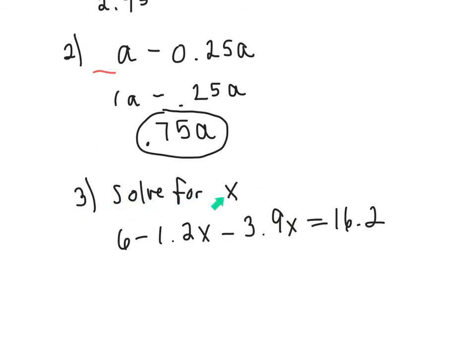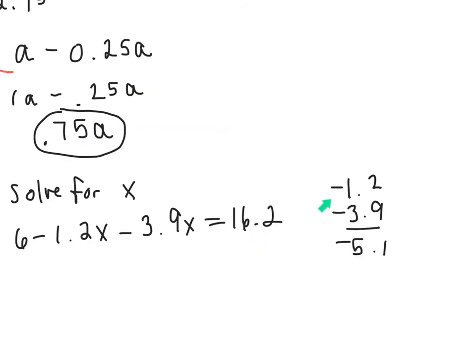So here we are going to solve for x, which means we now have an equation because we're being asked to solve. 6 minus 1.2x minus 3.9x equals 16.2. So over here on the left side we have like terms, the negative 1.2x and the negative 3.9x. Because they are both negatives, we actually have to add their coefficients, which are the front numbers. So we actually need to do 1.2 plus 3.9 and realize that our answer is negative.